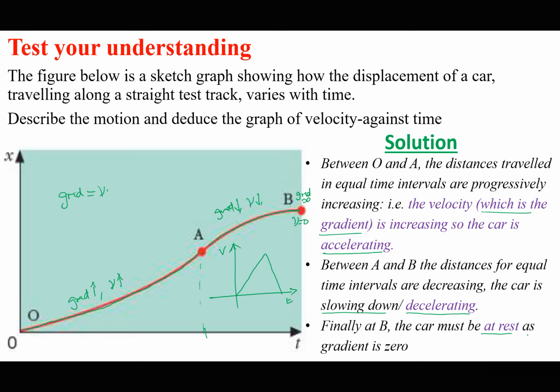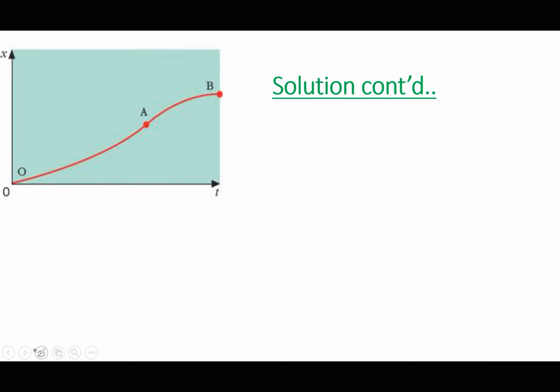So O to A, accelerating; A to B, decelerating. O to A, velocity is increasing; A to B, velocity is decreasing. O to A, speeding up; A to B, slowing down. And of course, at B, it is at rest. Let's deduce a velocity time graph. Since we have a displacement time graph, we have to deduce a velocity time graph.